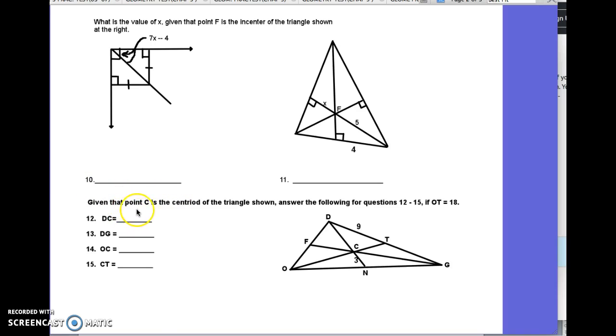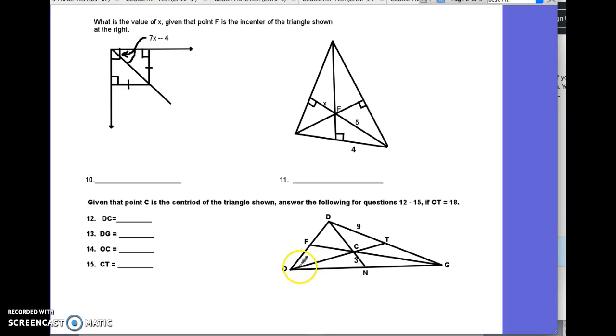This one we didn't get a chance to go over. I'd like to go over it more slowly and in more detail with you. It says, given that point C is the centroid of the triangle shown, answer the following for questions 12 through 15. So if we have a centroid here, it means something. So what does that mean again?